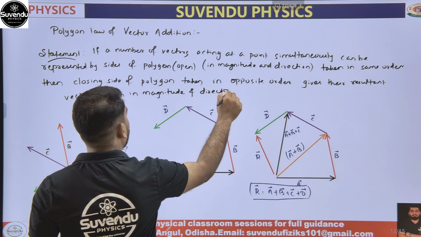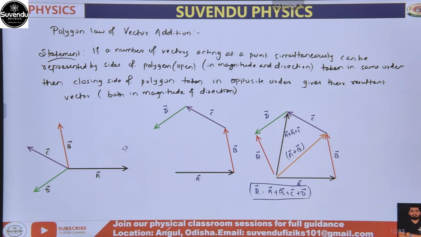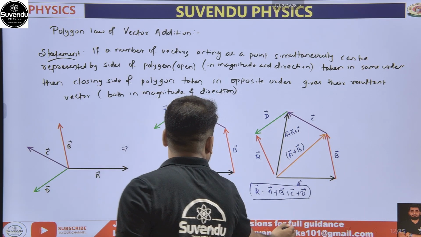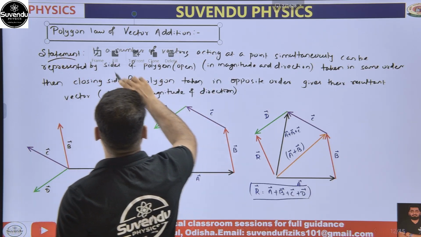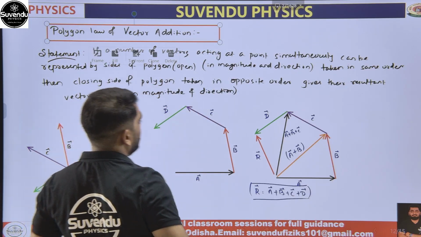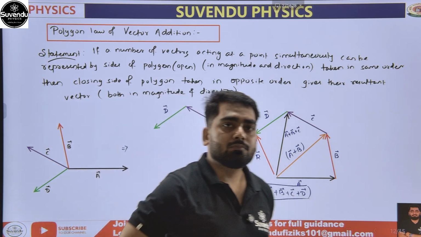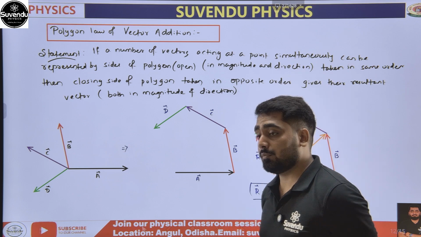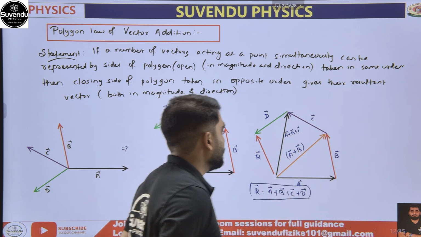This is about your polygon law of vector addition. I think this is clear to all of you. So what is the meaning of polygon law of vector addition? We have already discussed it in a very detailed manner. Clear? One more thing I want to express: if three vectors are in the same order, as shown in the figure, now see.